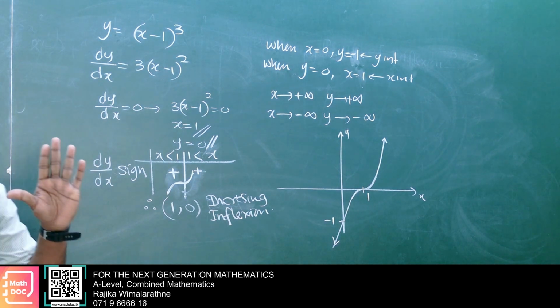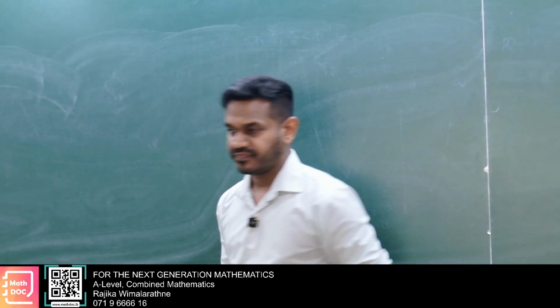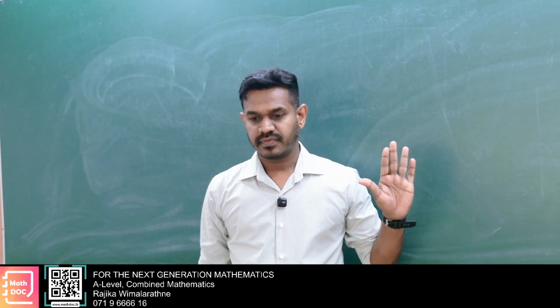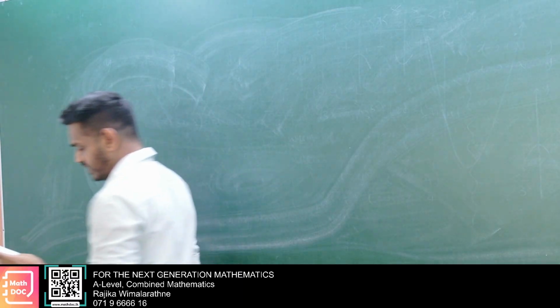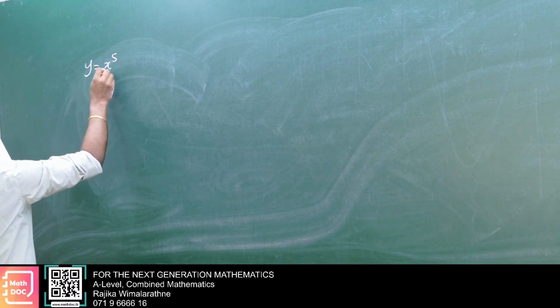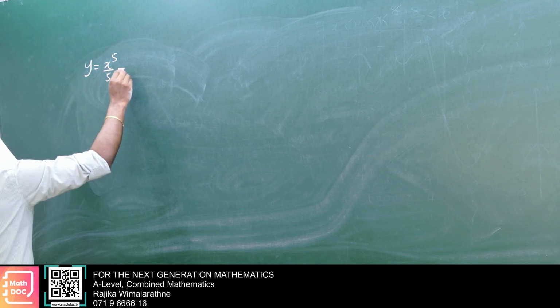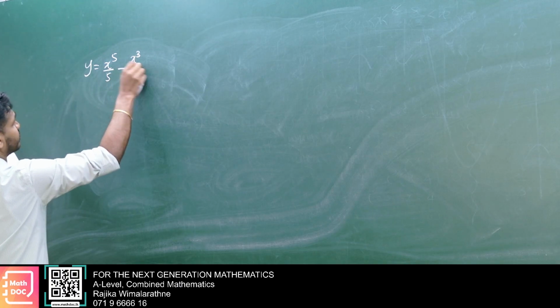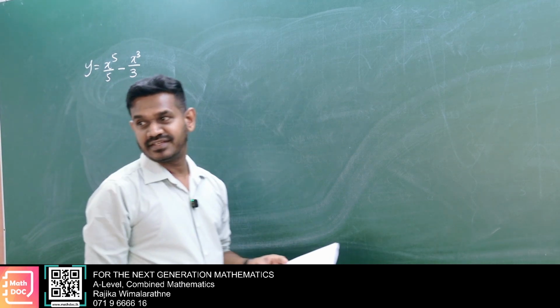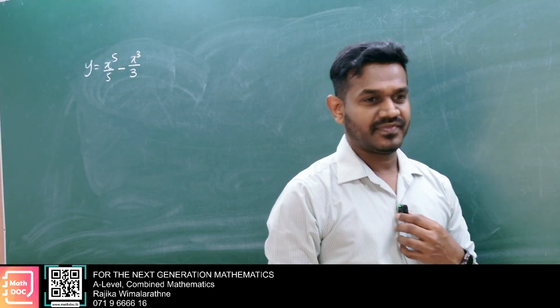Okay, now try this. Now try this. y equals x to the power 5 over 5 minus x cube over 3. Continue.